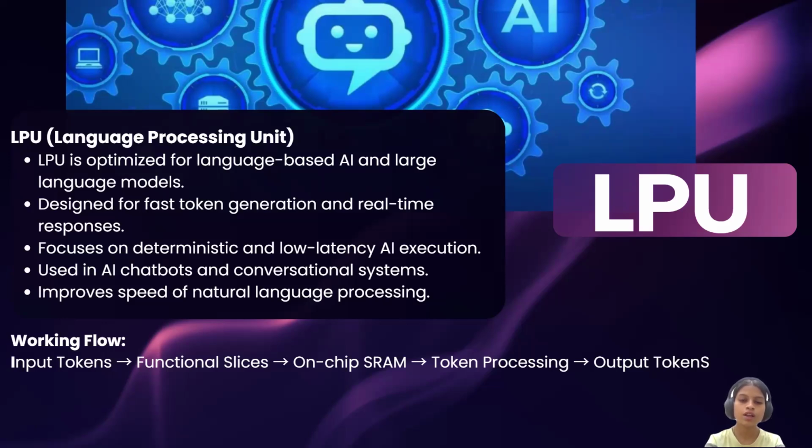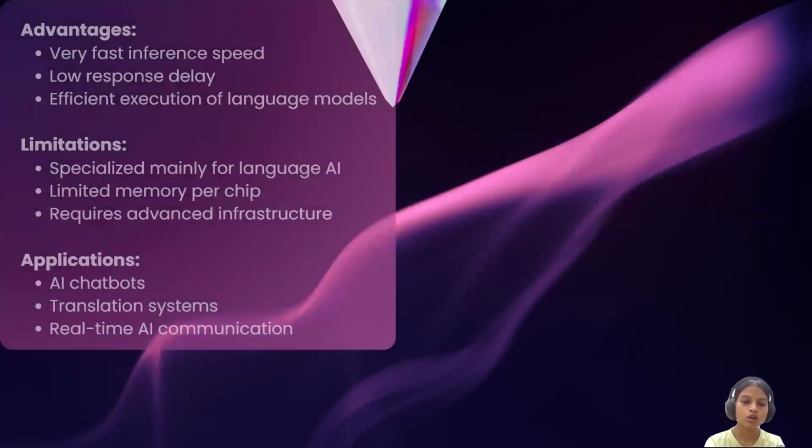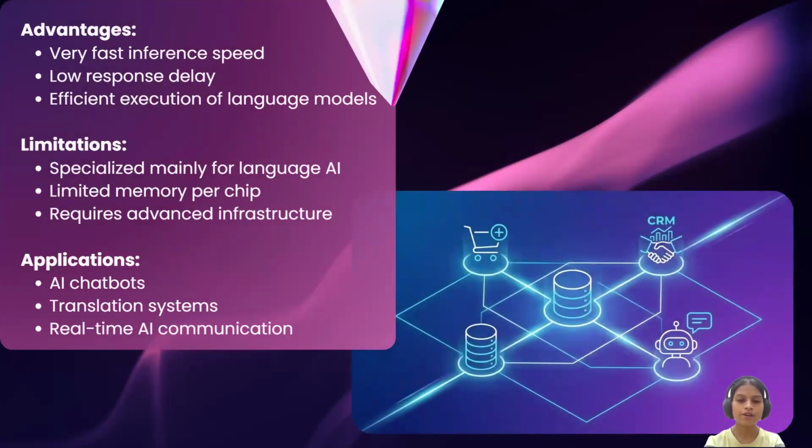Its working flow is like this: the input tokens, then functional slices, then on-chip SRAM, then token processing, and then the output tokens. Talking about its advantages and limitations: very fast inference speed, low response delay, and efficient execution for language models, but it is specialized mainly for language AI, has limited memory per chip, and requires advanced infrastructure. Its applications are AI chatbots, translation systems, and real-time AI conversation.